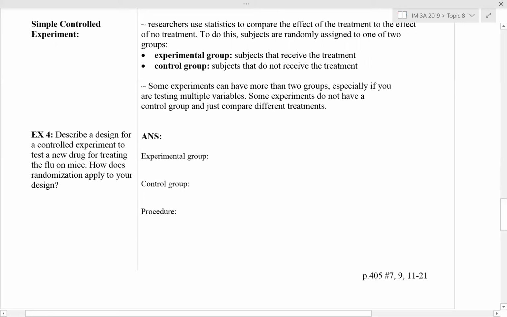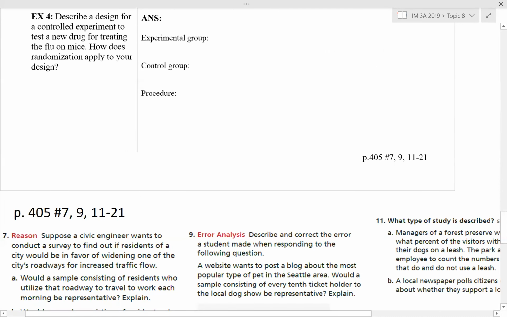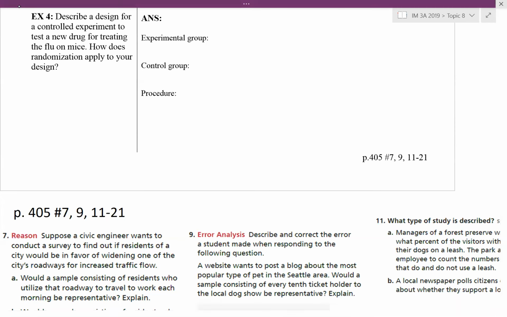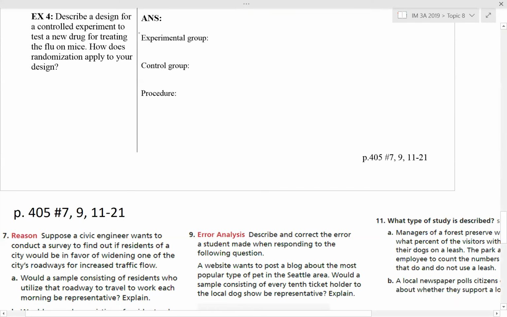So in this last example, we're just describing a design for a controlled experiment to test a new drug treating the flu on mice. And so how does randomization apply to your design? So ultimately, we need to divide the mice into two groups. The first group is that experimental group. And so the experimental group is the one that receives the new drug. And the control group is the one that does not receive the new drug.